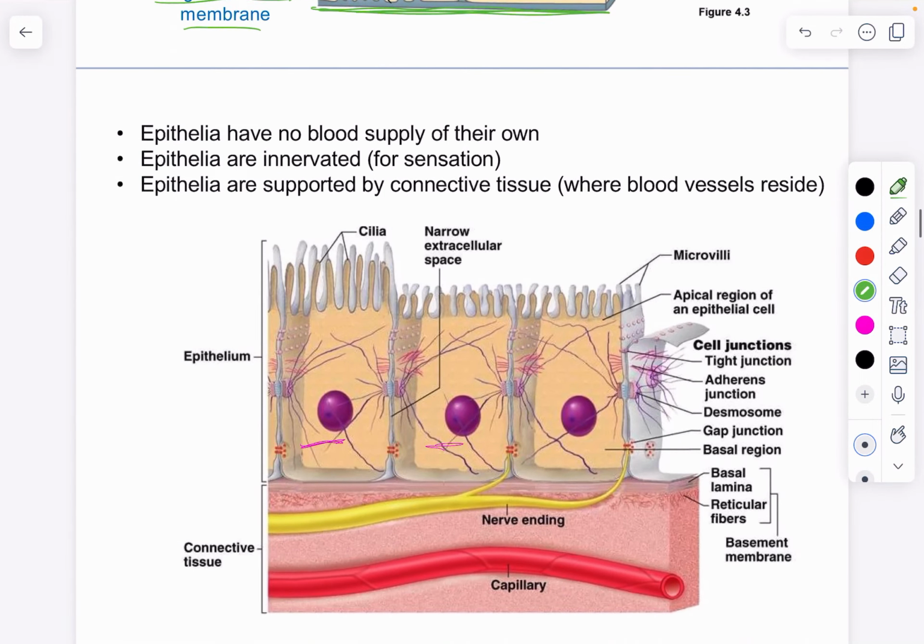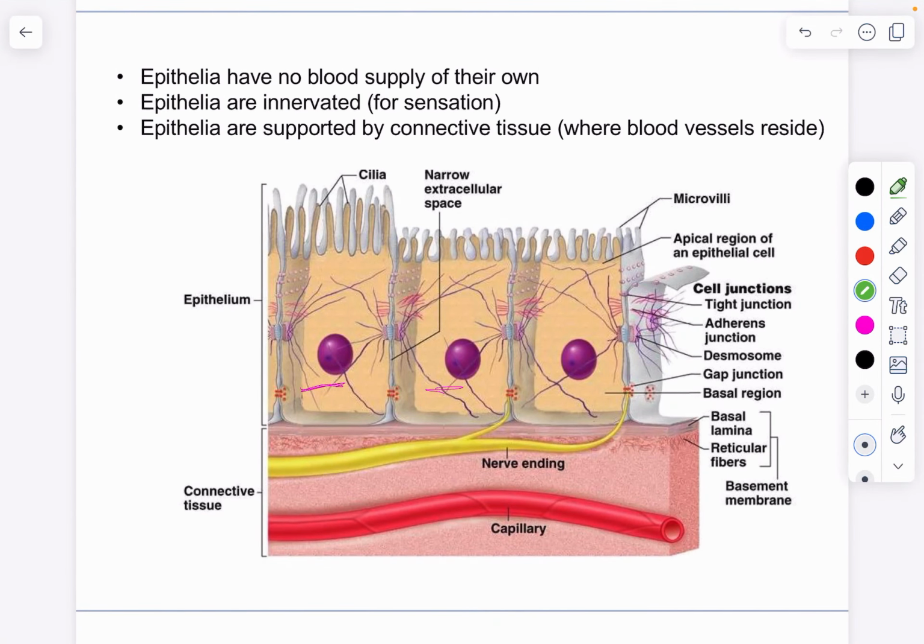with this slide, okay? So the A in SPARKLE was for avascular, which is what this is showing here. Epithelial tissue has no blood supply of its own. Here you can see the epithelium. That's what you're seeing here. These cells here, those are the epithelial cells. You can see the blood vessel here in the connective tissue. The blood vessel does not enter the epithelial cells. Therefore, it is avascular.